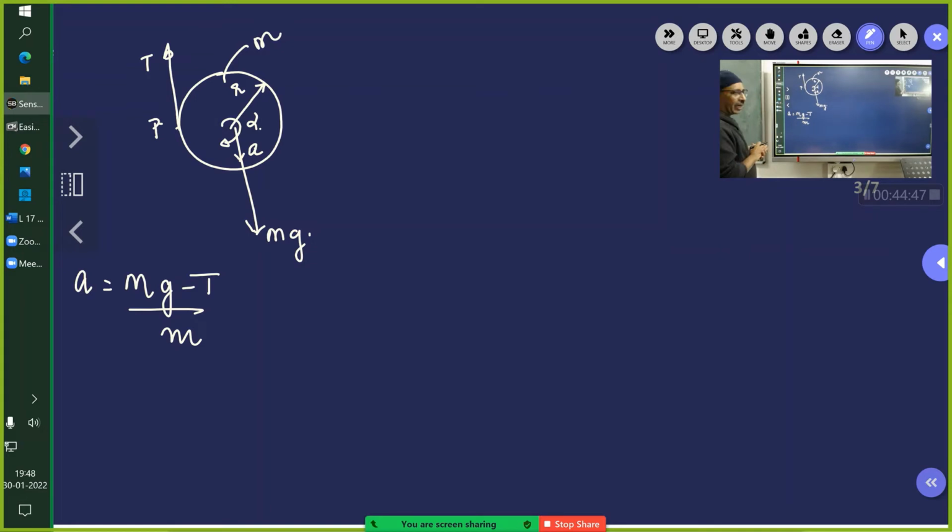This clearly we can identify. First equation. Now taking torque at point P. So again you write here I_P into alpha will be equal to mg into R.